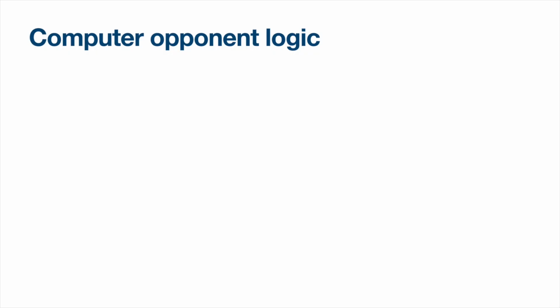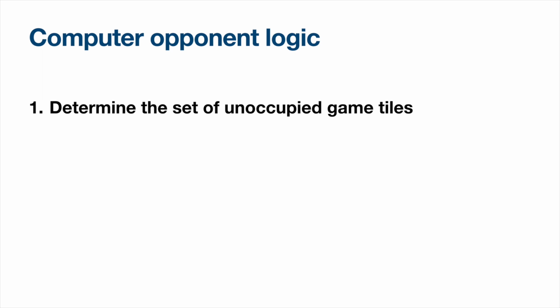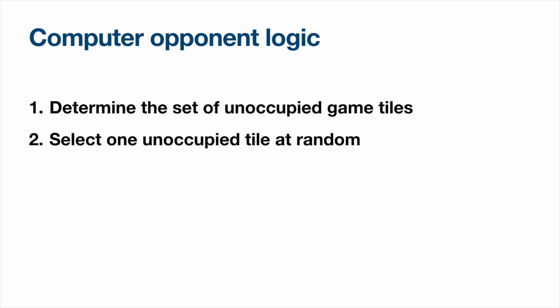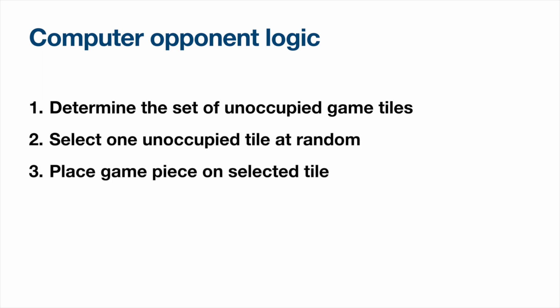Now we're at the point where we need to implement our computer opponent class. Let's start with a very simple opponent. This is one where each turn it will simply place a piece at random on any available empty tile on the game board. The summary of this logic would be first from the set of unoccupied tiles, select one at random, and then place your piece on that selected tile.